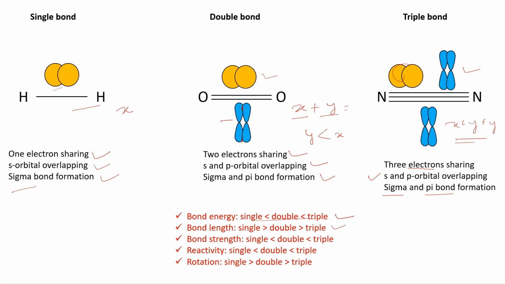Coming to bond length, it decreases from single to triple bond. Bond strength, again it increases from single to triple bond. Reactivity, again it increases from single to triple bond. Rotation, it decreases from single to triple bond. Why? Because single bond involves s orbital. S orbital is circular. It won't create any steric hindrance. It will be flexible in nature. So it can rotate, twist and turn, which we already studied in the previous video.